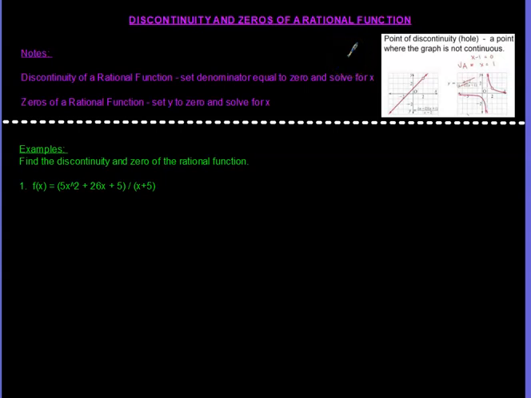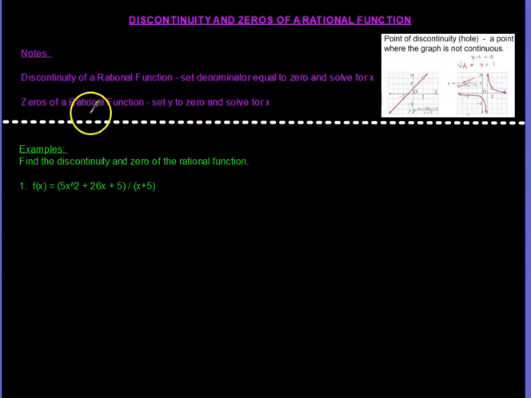Hi guys, so today we're going to go over discontinuity and zeros of a rational function. So discontinuity we can find by setting the denominator equal to 0 and solving for x. Graphically, a discontinuity will be a hole, a point where the graph is no longer continuous. So there is an open circle there. That's what notates the hole.